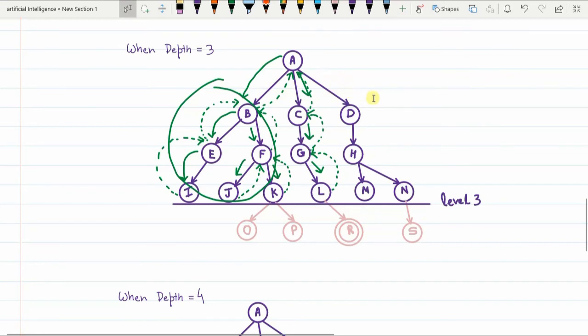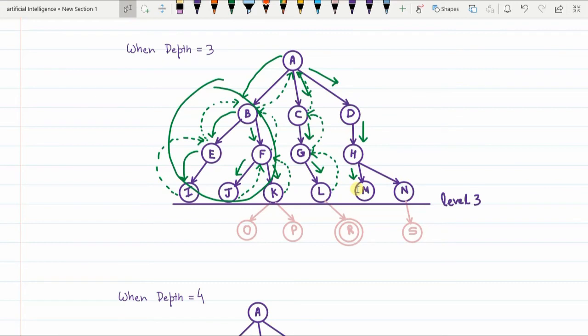So from A, now we explore D. We check whether D is a goal node. D is not a goal node, so D can be expanded further. So from D we go to H. H is also not a goal node and H can be expanded further into M or N. Any one will be selected. Let's say from H we select M.